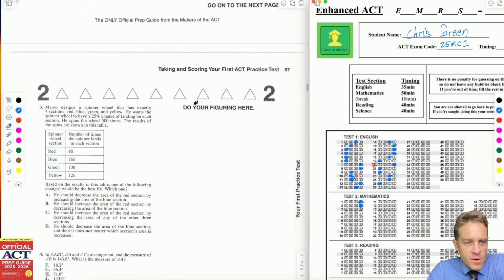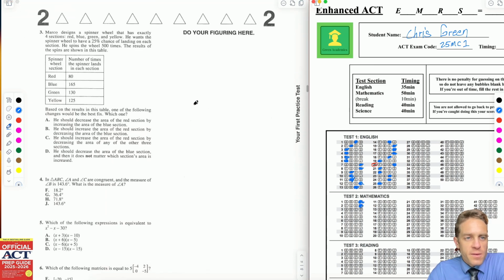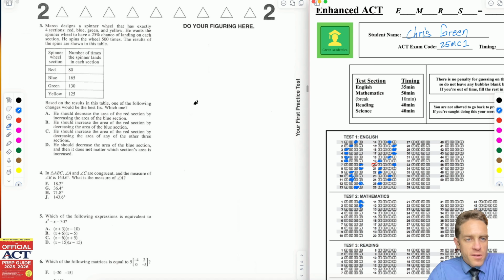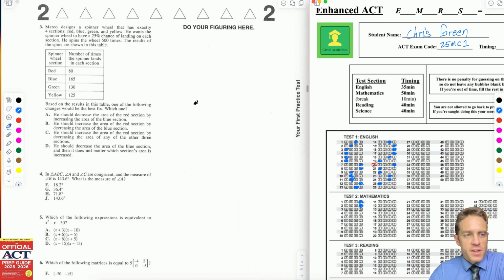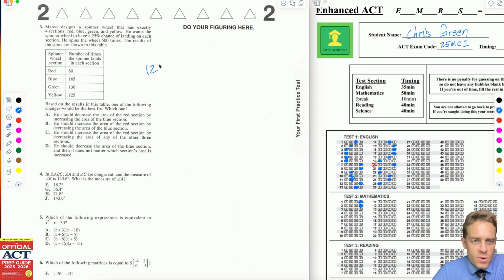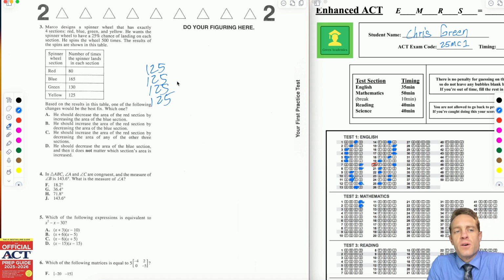Marco designs a spinner wheel that has exactly 4 sections: red, blue, green, and yellow. He wants the spinner wheel to have a 25% chance of landing on each section. He spins the wheel 500 times. The results of the spins are shown in the table. Well, it's nowhere near even, right? So if it were actually 25% each out of 500, it would have to be 125 for each of them. So there's no way that it's an accurate representation of realistic equal distribution of chances.